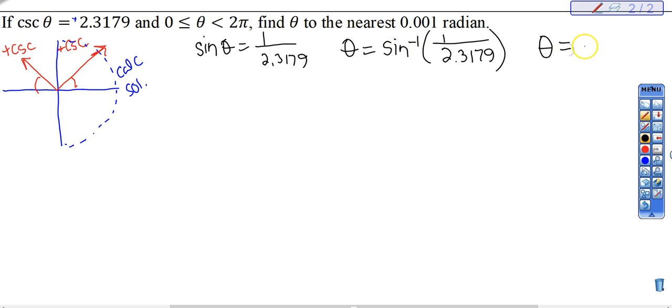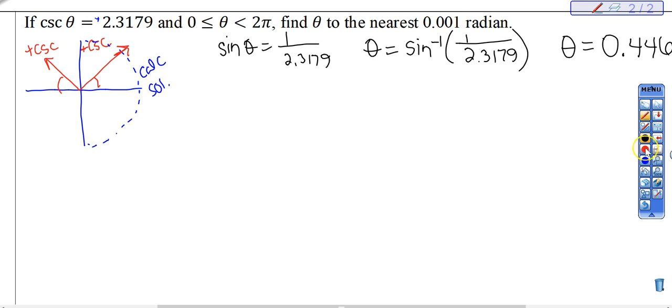In radians, I'll give you a moment to plug that in your calculator. I'm waiting. All right, to the nearest thousandth, 0.446. Okay, so if I come over here, this is the measure in quadrant 1, which is what the calculator is giving me an answer for, of 0.446.